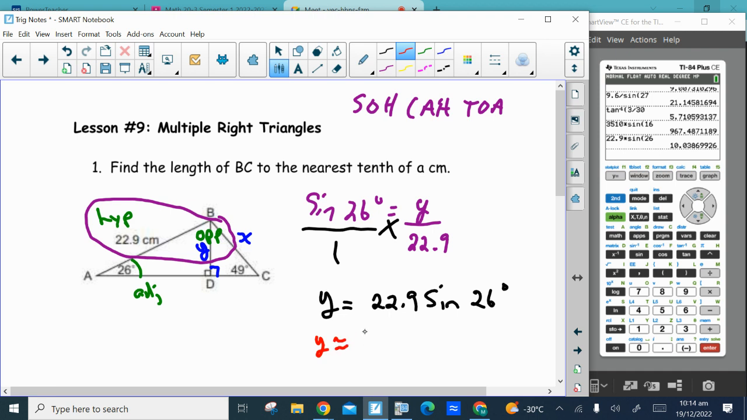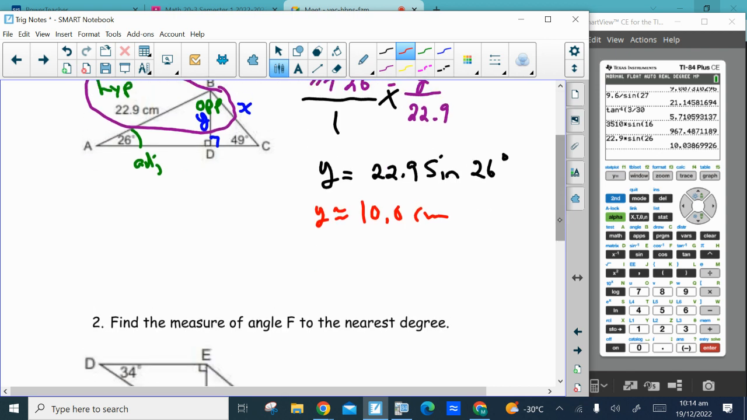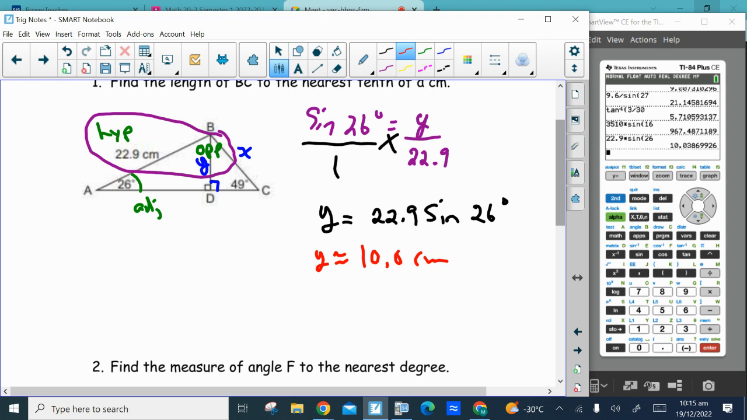The digit in the tenths place is a 0, and because to the right of that is a 3, that means that 0 stays the same. And that would be in centimeters, because that is what unit is used on the hypotenuse. So now that we have that side, we can now find what we really needed, which was X.